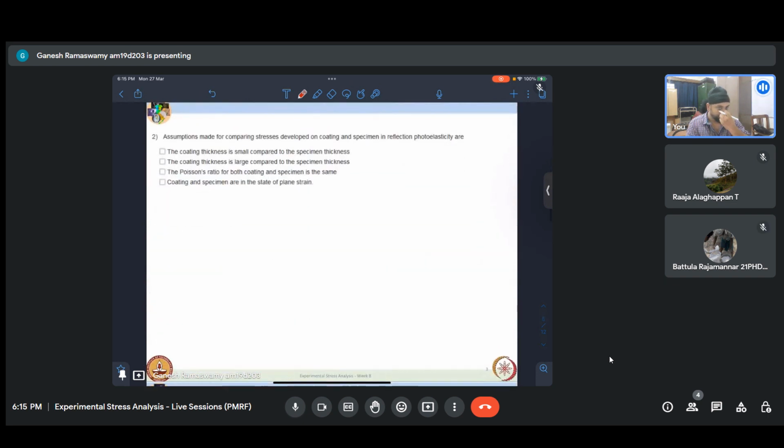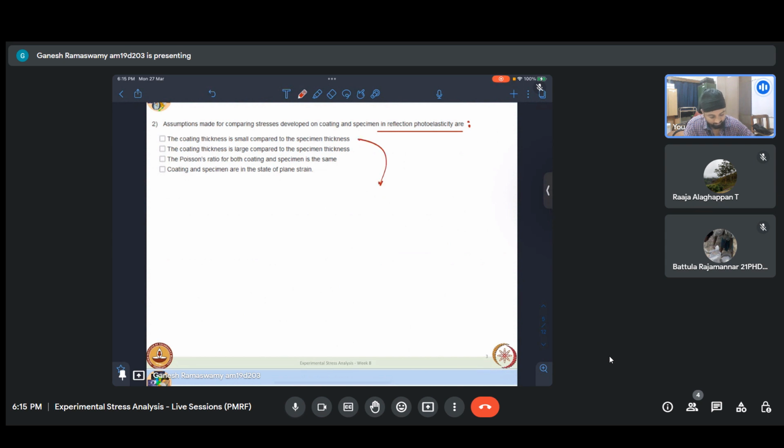Okay. So let us look at this question. The assumption made for comparing the stresses developed on the coating and specimen in reflection photoelasticity is which of the following, or which of are, that is one or maybe more options. So the coating thickness is smaller as compared to the specimen thickness.